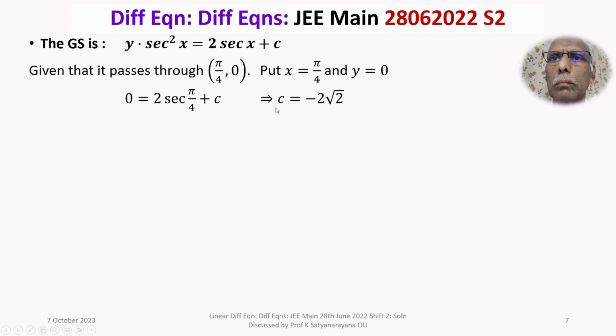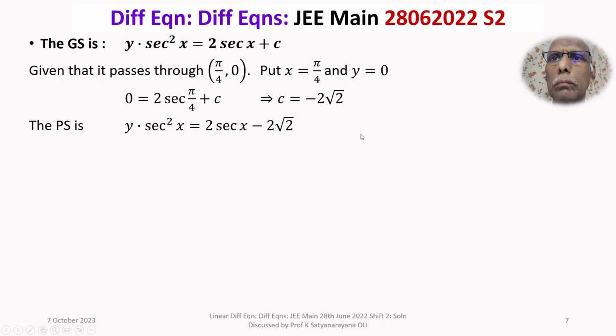Now take this value of c and substitute back in the general solution. Then you will get a particular solution. y into secant square x is equal to 2 secant x minus 2 root 2. So that is the curve right now for us.